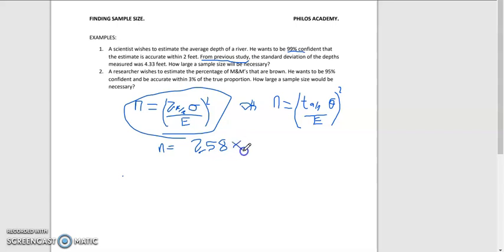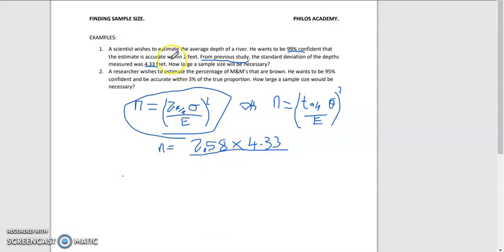times the standard deviation. The standard deviation is 4.33, isn't it? So times 4.33, divided by, what is the error?